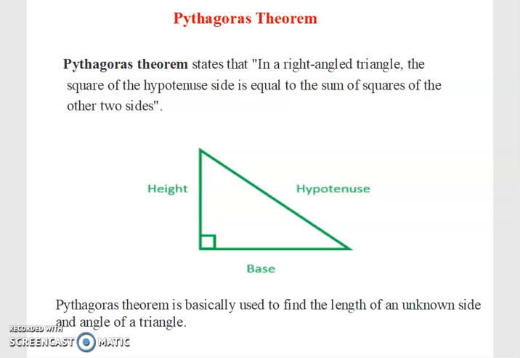So the Pythagoras theorem states that in a right angle triangle, the square of the hypotenuse side is equal to the sum of the squares of the other two sides. Now it states that the square of the hypotenuse side, this side, which is the longest side, is called the hypotenuse, so that's the longest side.